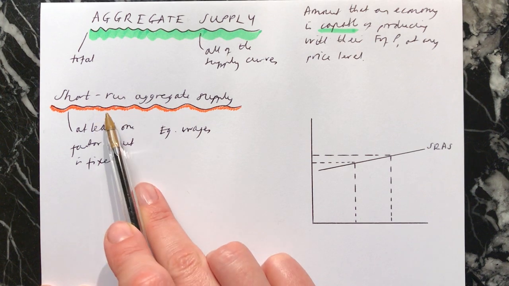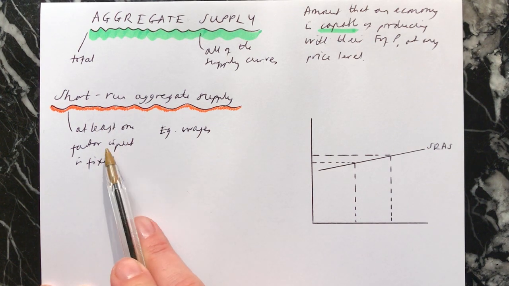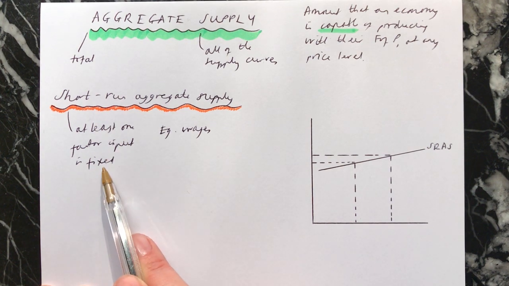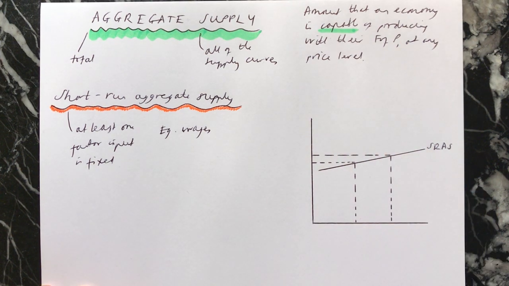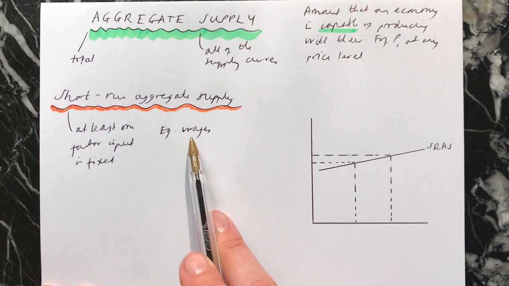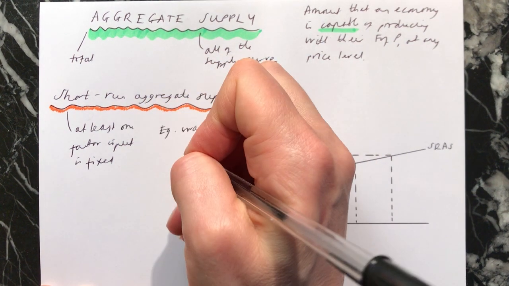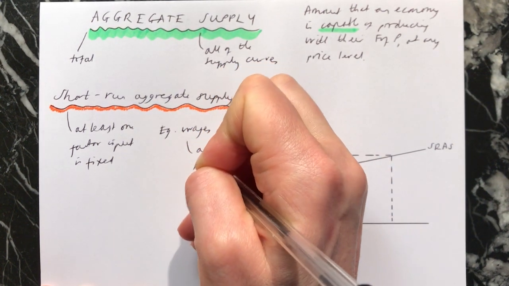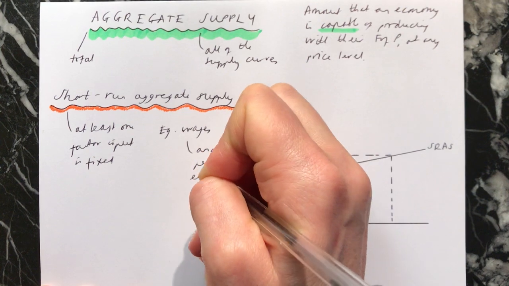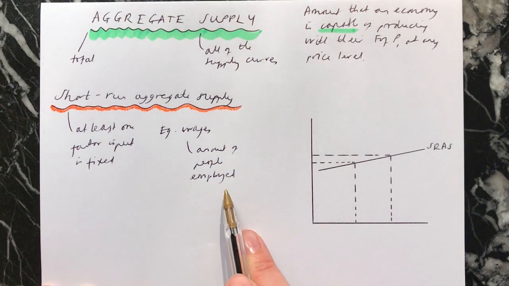And the short run in economics means that at least one factor input is fixed. So one of the factors of production can't be changed when we're in the short run. So for example, we could look at wages, and we could look at the amount of people who are employed. And in the short run, we're assuming that we can't change the number of people who are employed.